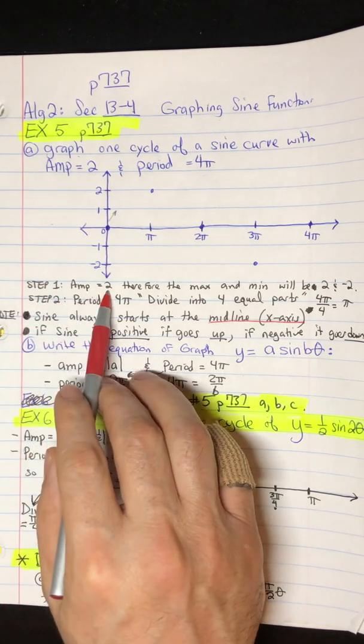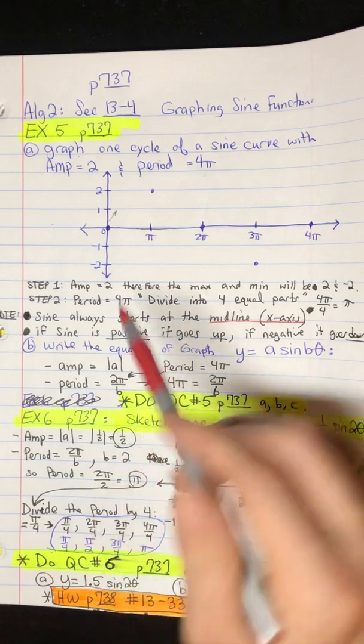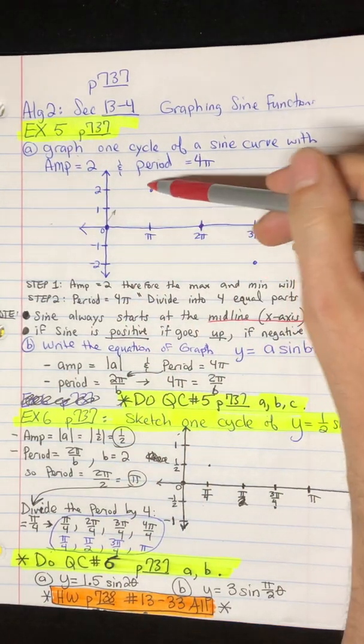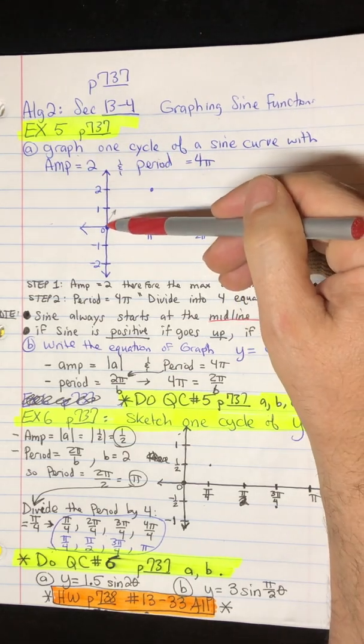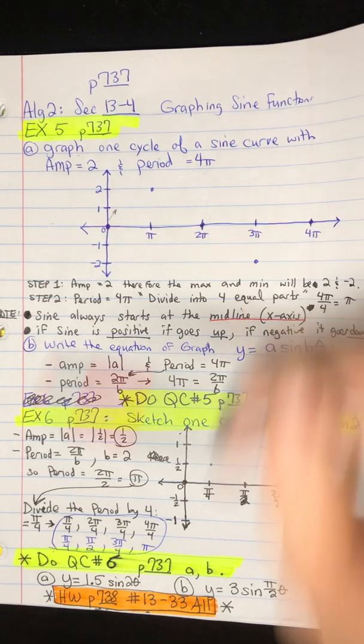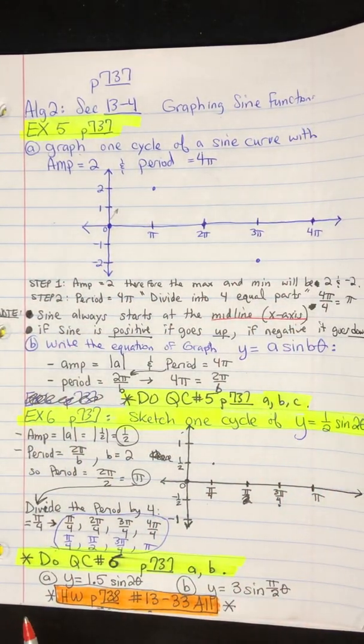Step 1, an amplitude of 2 tells me that the maximum and minimum points will be 2 and negative 2. Because remember, the amplitude is half the distance from the max to the min. So if the amplitude is 2, the maximum is going to be at 2, the minimum is going to be at negative 2, and the middle will be at 0. The midline is the x-axis. It's important to understand what the midline is.